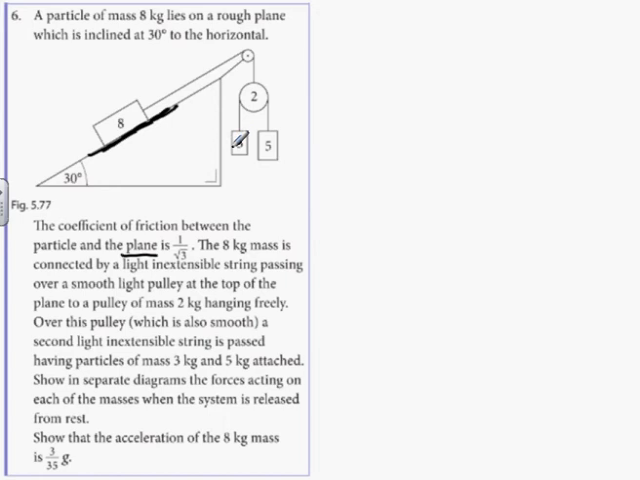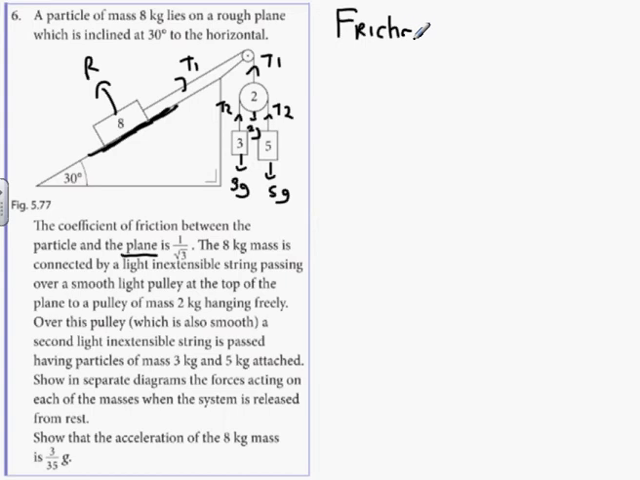Next thing is we're going to just draw in a couple of tensions here. We call that T1, T1, then T2, T2, 3G, 5G, 2G. Reaction force R, where friction equals mu R. Is that alright?